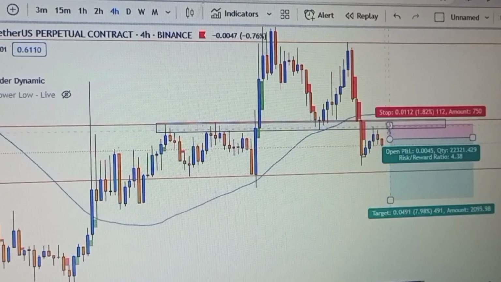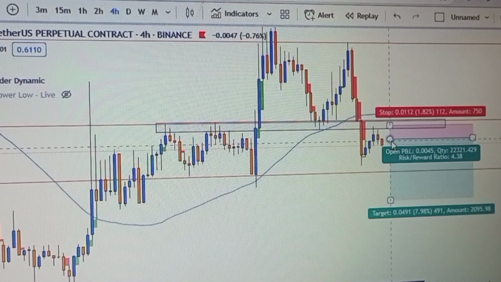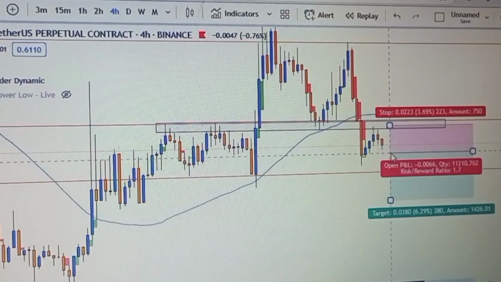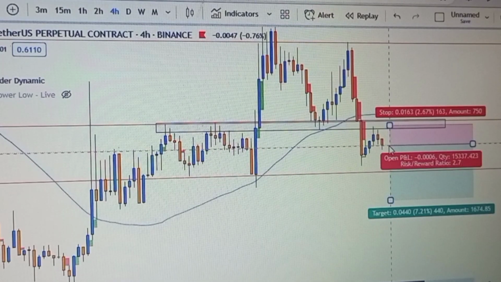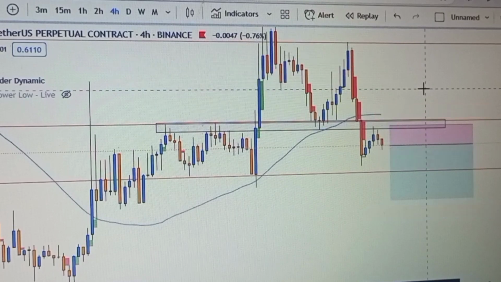So for the sake of those who are seeing this video right now and want to enter this market, let's say you enter the market right here on this current entry side. So what will be your stop loss? Your stop loss is right here. If you don't know how to use this tool, you are not going to make it. And then what will be your target?